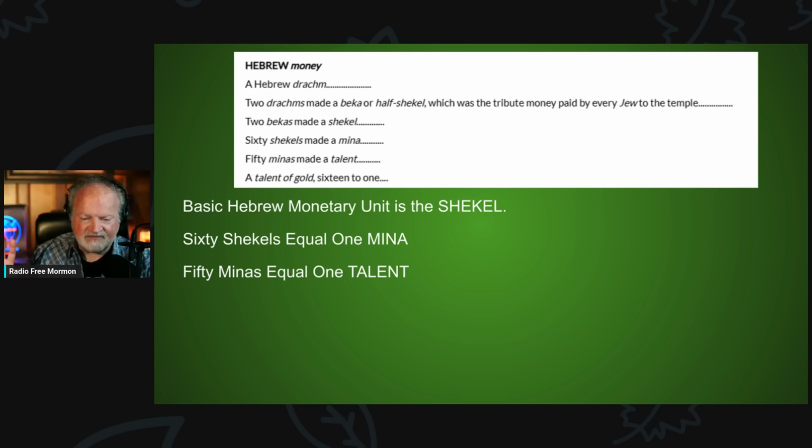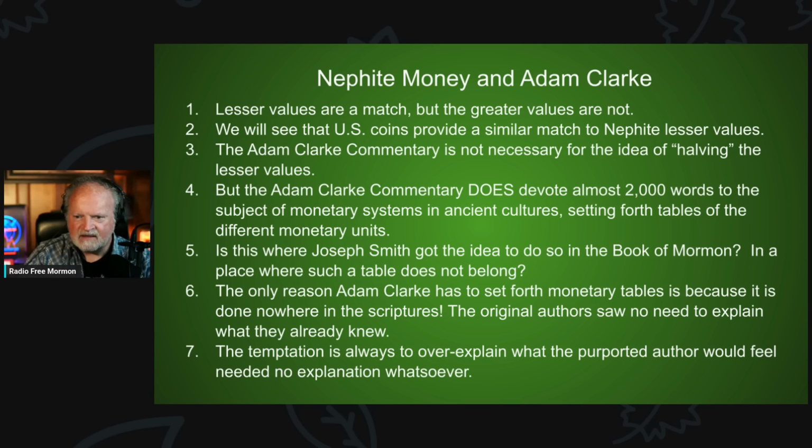So that's completely different from the Nephite system, which is 1, 2, 4, 7. This is 1, 60, 50. And that's another reason for me to think maybe there's not that connection necessarily. So the Nephite money and Adam Clarke, here's a few concluding thoughts on this section. The lesser values are a match, but the greater values are not.